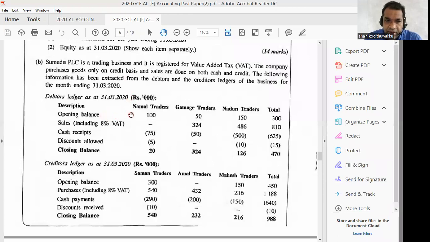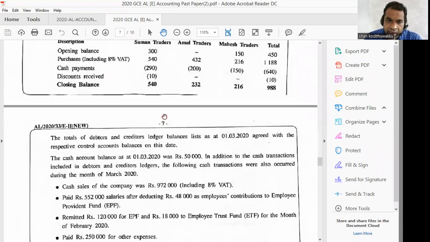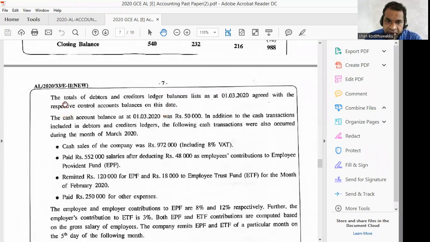Even at the examination, it's the original paper. Therefore, here you are given some balances regarding debtors and creditors ledger as at 31st March 2020. You are given some details regarding some creditors. And also again, they have mentioned the total of debtors and creditors ledger balances list as at 1st March 2020 agreed with the respective control accounts balances on this date.